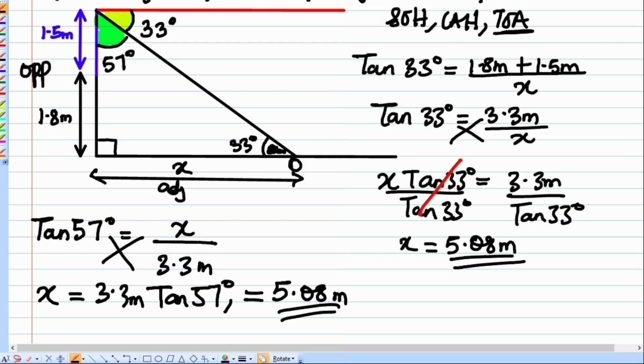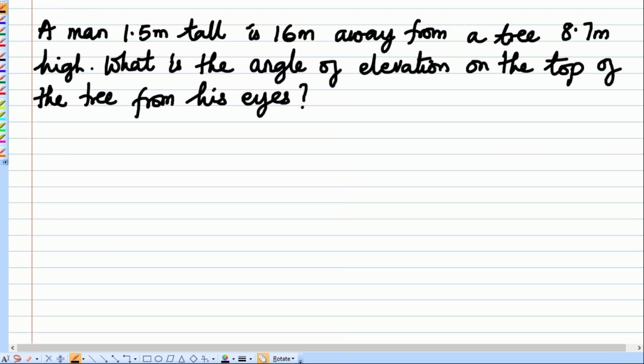So let's look at another question. This question says that a man 1.5 meter tall. So it's coincidence that the man is still 1.5 meter tall. So let's just continue. Or rather, let me read this better. A man 1.5 meter tall is 16 meter away from a tree 8.7 meter high. What is the angle of elevation on the top of the tree from his eyes?